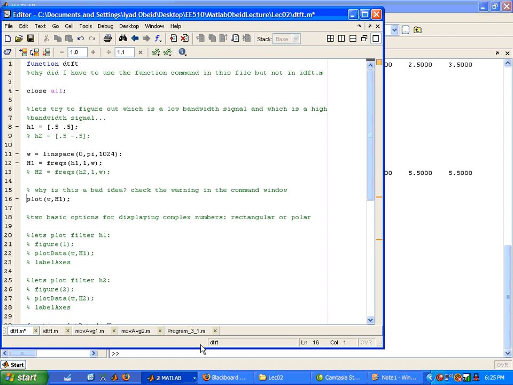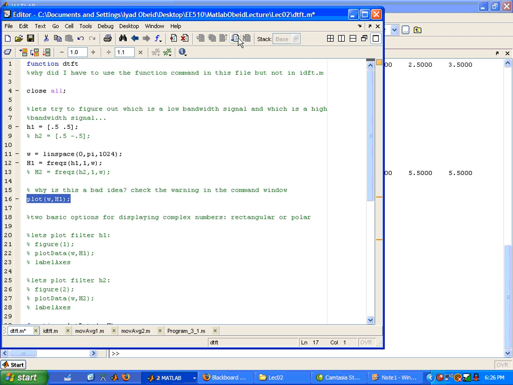Okay, so before I even run it, why is it a bad idea to plot H1? Exactly, right? We're anticipating that H1 is going to be complex. So you can't just tell MATLAB to plot a complex number. You have two basic options. You can plot it in rectangular form, in which case you plot the real part and then the imaginary part, two separate plots. Or you can use polar form: you plot the magnitude in one plot and the phase in the other. But basically, you're stuck with two plots. Okay, so this is a bad idea.